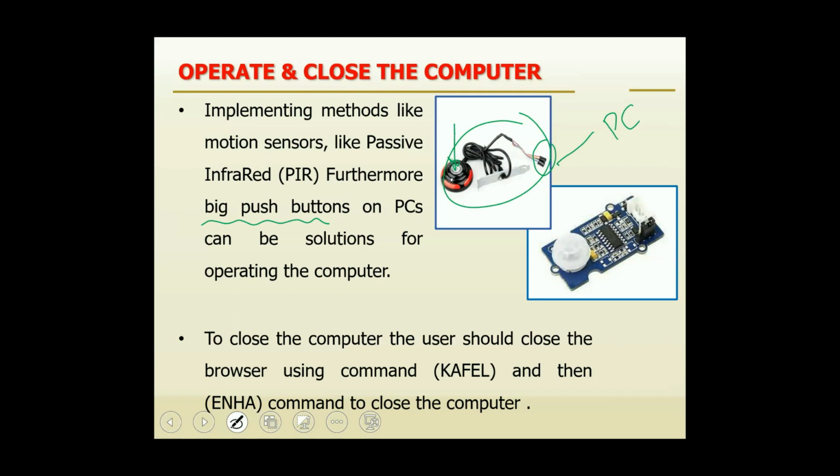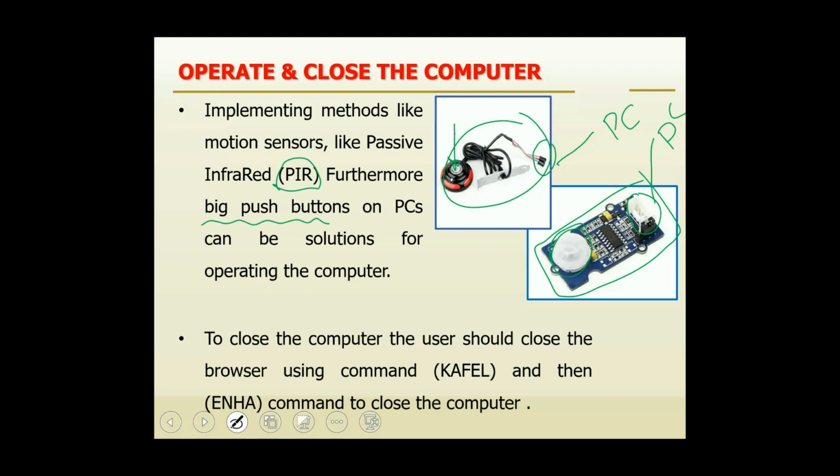The next method to operate the PC is possibly using a PIR. It is a motion sensor. So, it should be put at selected places and connected to the PC on the motherboard and power supply. Consequently, when the user passes or moves part of his body in front of the sensor, the computer will be turned on. To turn the PC off, in this case, use voice commands. Use the command kafl to close any active windows, and then say the command inha to close the PC programmatically.